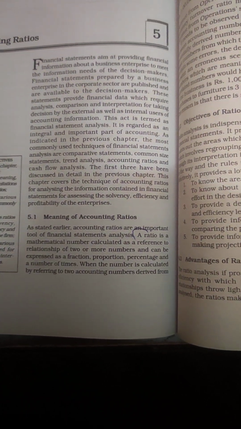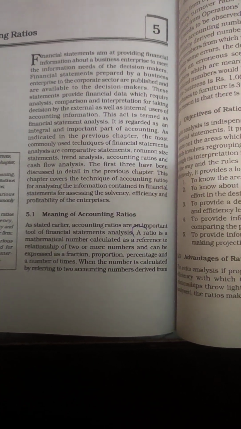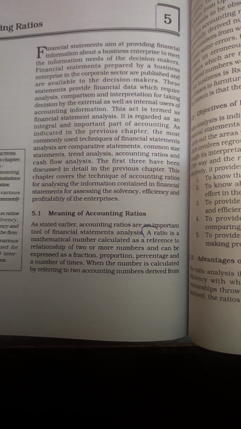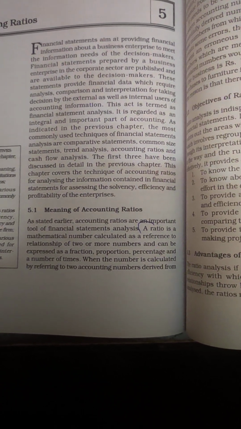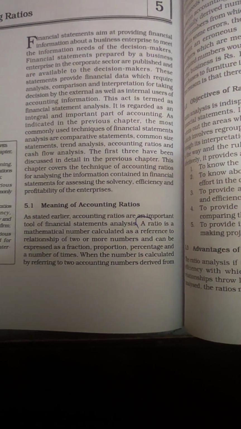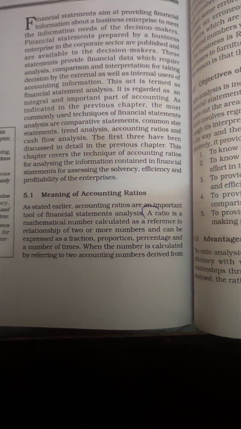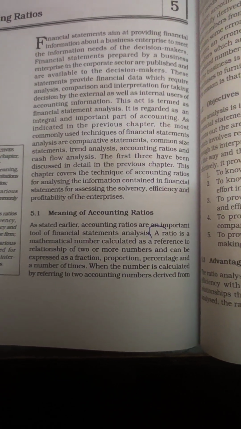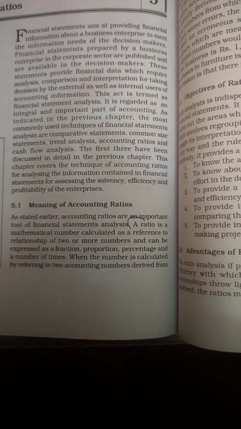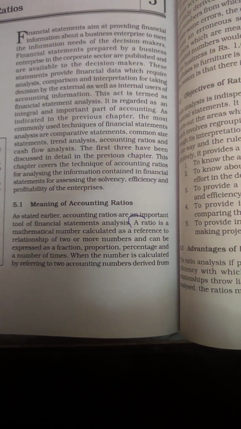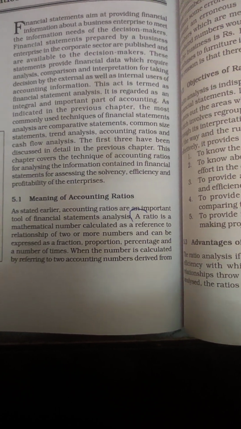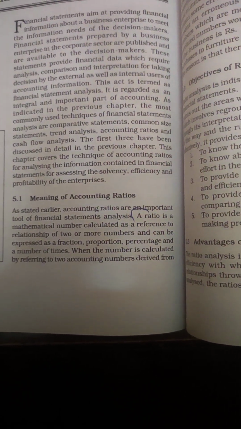Accounting ratios, or a ratio, is a mathematical number calculated with reference to the relationship between two or more numbers, and can be expressed as a fraction, proportion, percentage and a number of times. A ratio is a number. How is it calculated? It shows the relationship between two numbers.